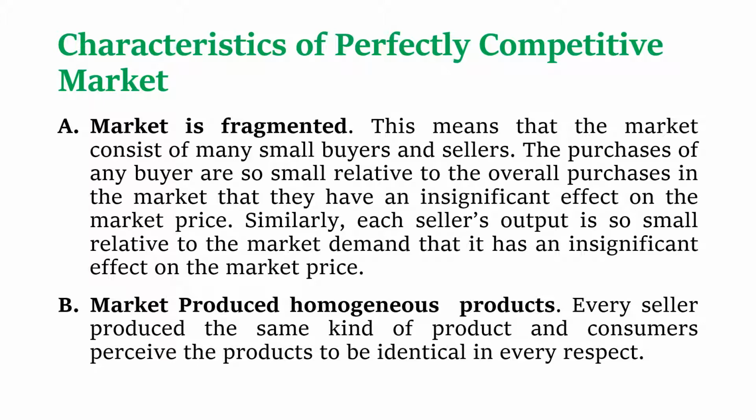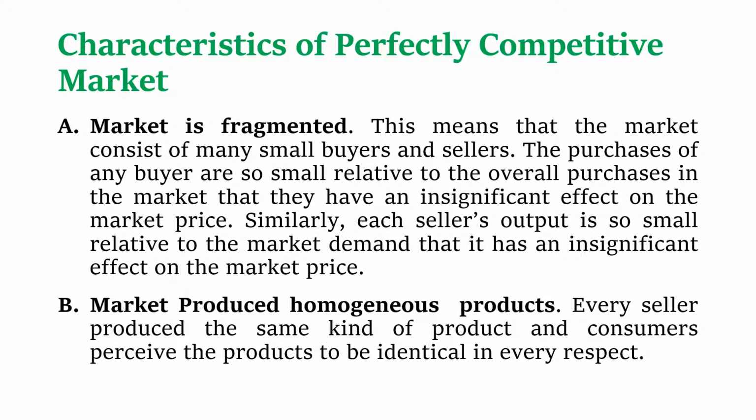Now let's look at the characteristics of perfectly competitive markets. The first characteristic is that a perfectly competitive market is fragmented. This implies that the market consists of many buyers and sellers. The purchases of any buyer are so small relative to the overall purchases in the market that they have an insignificant effect on the market price.